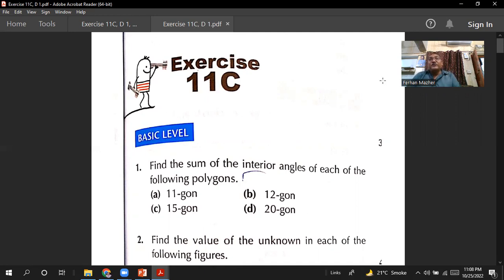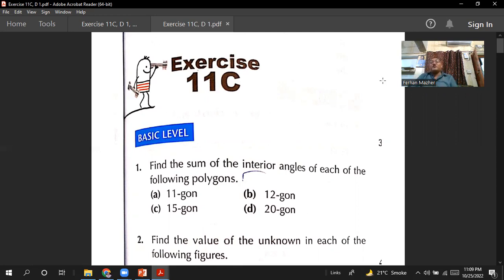And in this exercise, all the questions will be about the convex polygons. The convex polygons are those polygons whose each interior angle is less than 180. We call them convex polygons. So in our syllabus, we have convex polygons. So the sum of the interior angles of each of the following polygons.